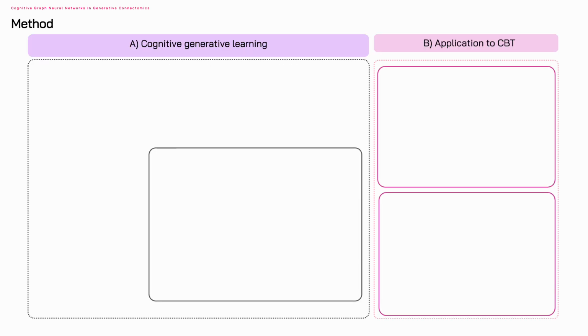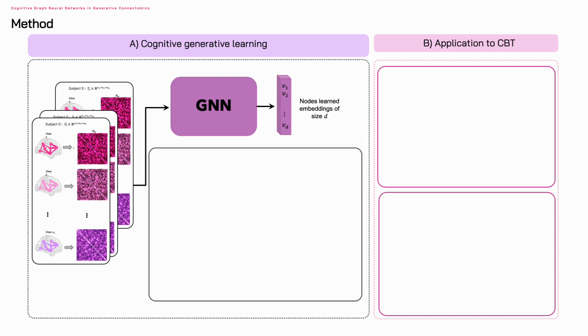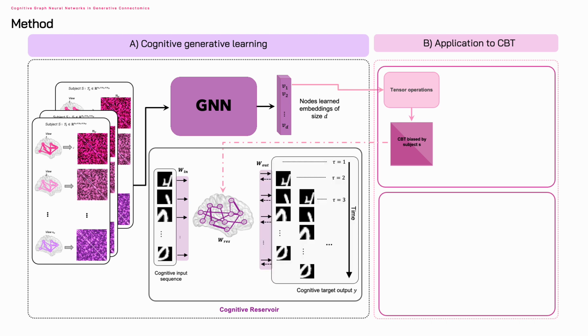template. Our method takes as input training subjects, where each subject is represented by multi-view brain networks, which are fed to a GNN. The GNN learns embeddings for each brain region, and from these embeddings we apply tensor operations to compute subject-biased CBT. This CBT is then instantiated as a cognitive reservoir, and visual sequences are projected into the reservoir and processed through its recurrent weights, where the task here is to recall delayed versions of the input images. This mimics how short-term memory works in the brain.